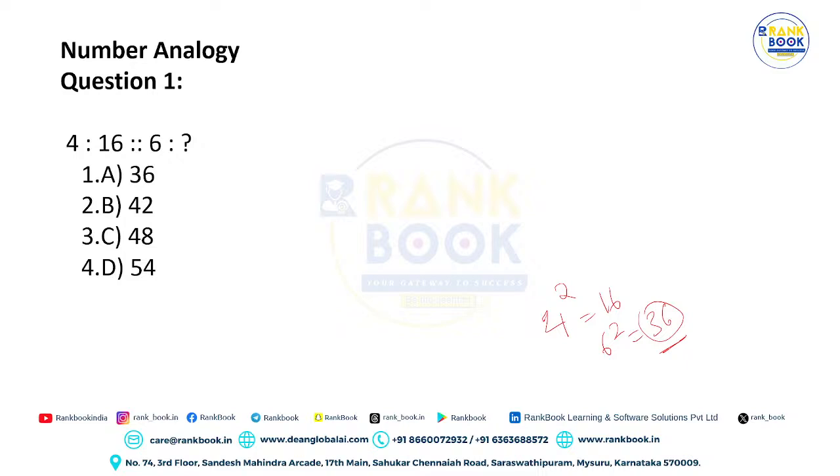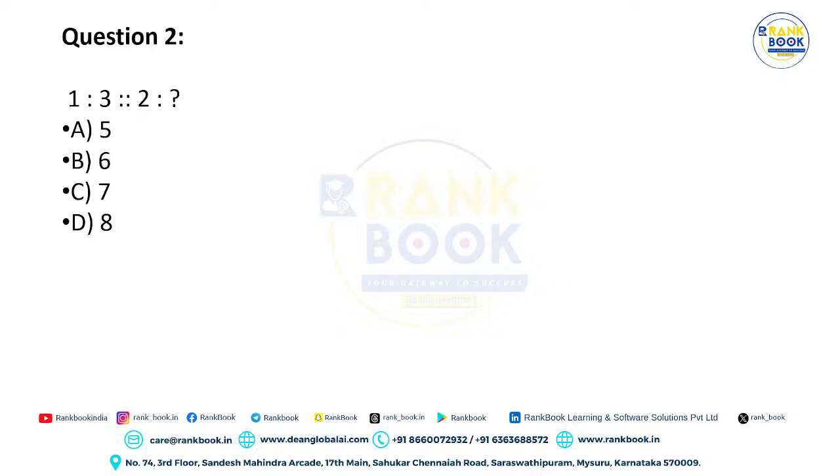So let's get to the second question. Okay, 1:3 and 2 is to what? Here the relationship is that you are adding the next odd number. Let's suppose it is 1 + 2 = 3. Next, in the same way, 2 + 3, the next odd number, is equal to 5. So 5 is the correct answer. Got it? So you are just adding the next odd number. For 2, the next odd number is 3.